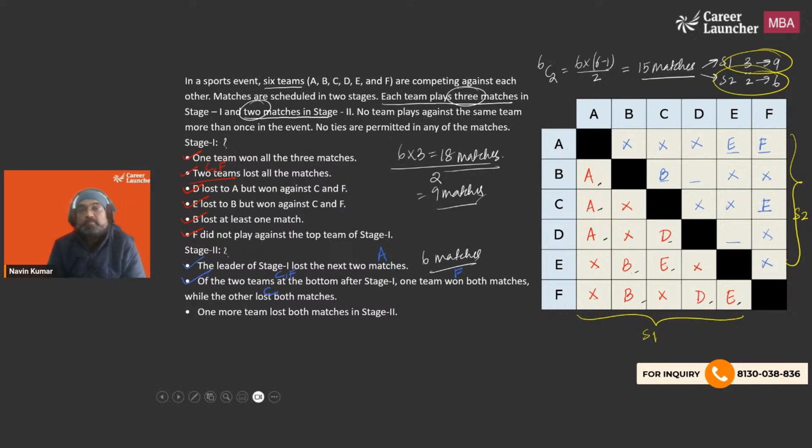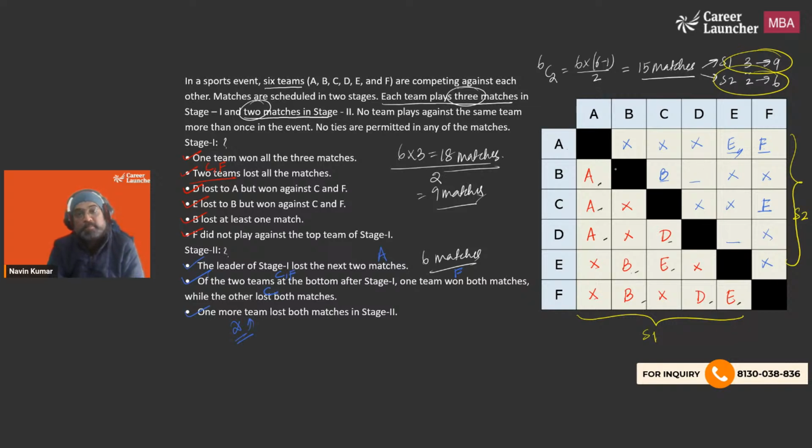One more team, apart from C and F, lost both matches in stage 2. So A, we have already seen, is one team that has lost both the matches. B is not that team because B has already won one. C is definitely that team who loses both the matches. D can be that team who loses both the matches. So that's one team. E cannot be the team who loses both the matches because he has already won one. F cannot be the team that loses both the matches because F has won both. So D is that one more team that loses both the matches.